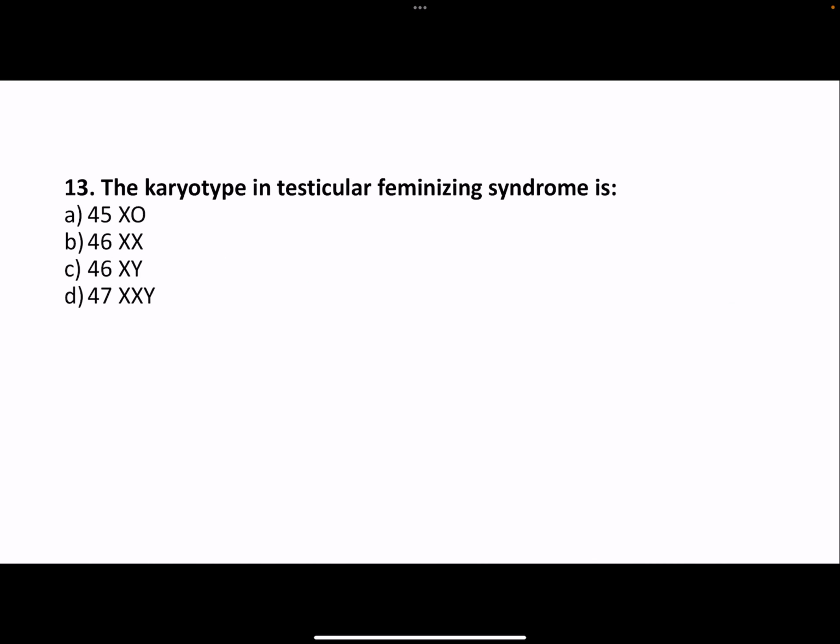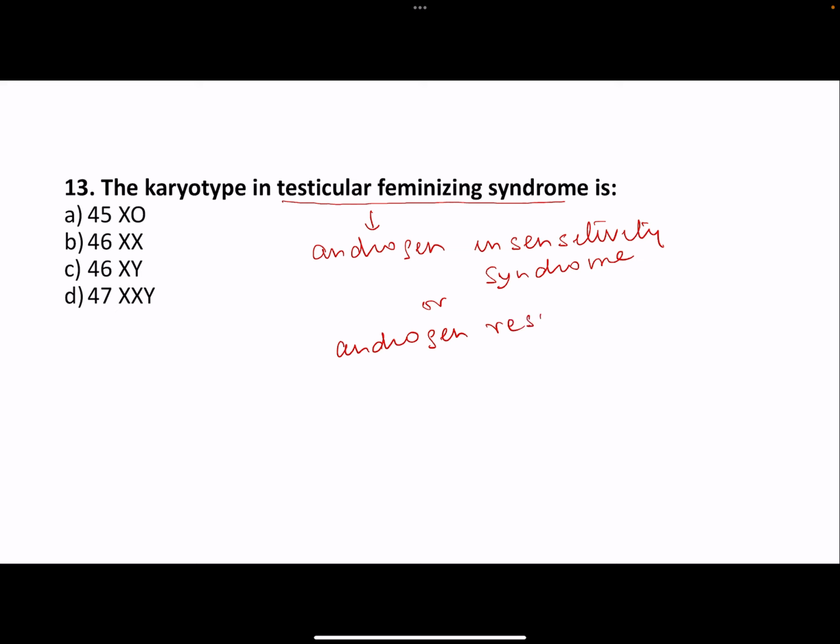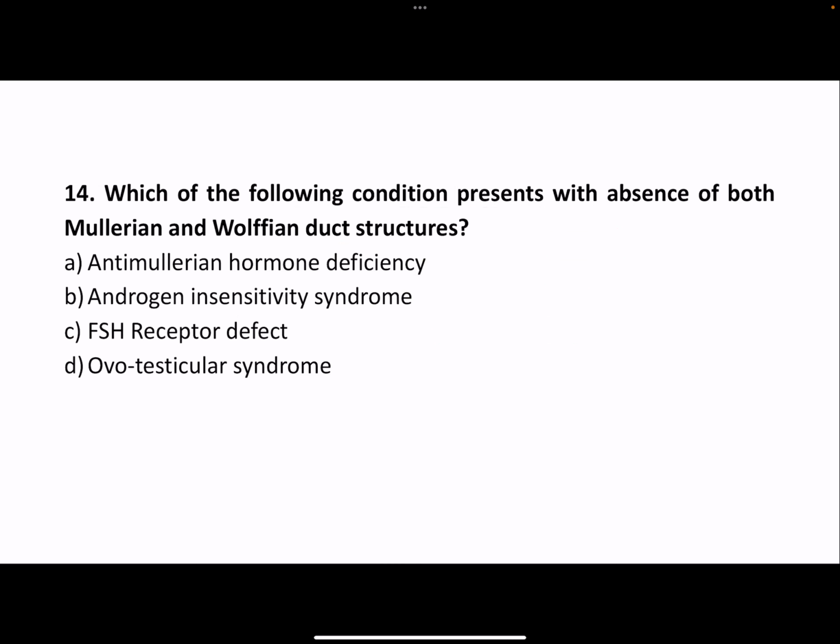Question number 13, the karyotype in testicular feminizing syndrome is. The testicular feminizing syndrome is also called androgen insensitivity syndrome. It is also called androgen resistance syndrome. And the karyotype in this syndrome is 46XY. So the correct answer is option C, that is 46XY.